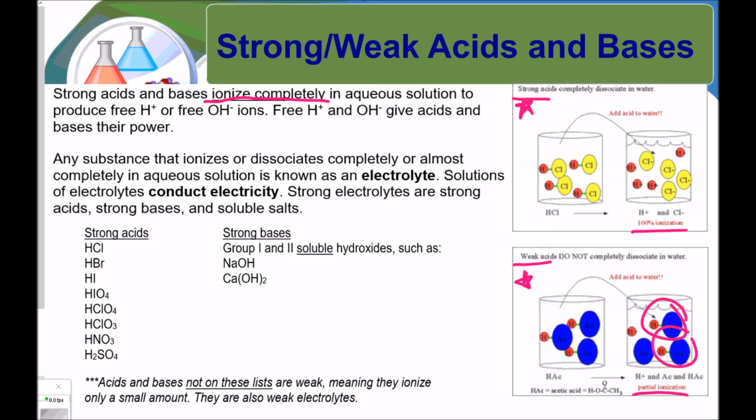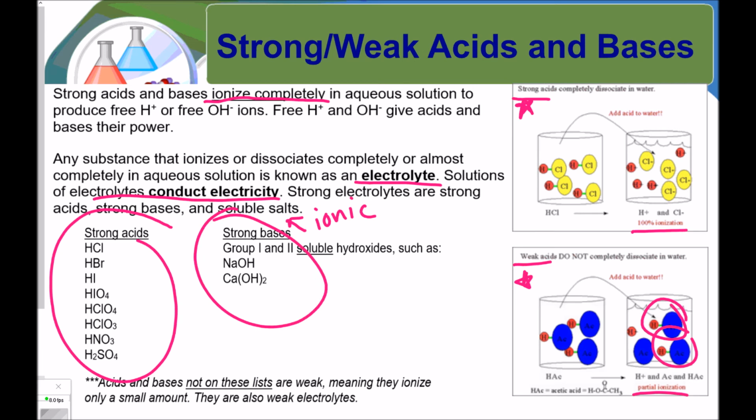It says here, any substance that ionizes or dissociates completely or almost completely in aqueous solution is known as an electrolyte. Solutions of electrolytes conduct electricity. Strong electrolytes are strong acids and strong bases and soluble salts. So things that are not electrolytes would be things like molecular compounds. And when they say soluble salts, think ionic compounds. So this list here of strong acids and strong bases actually does need to be memorized. So spend some time memorizing those.